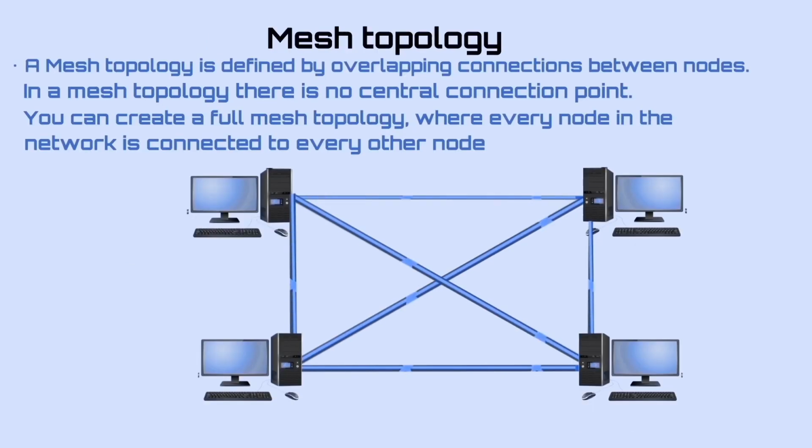Mesh topology. A mesh topology is defined by overlapping connections between nodes. In a mesh topology, there is no central connection point. You can create a full mesh topology where every node in the network is connected to every other node.